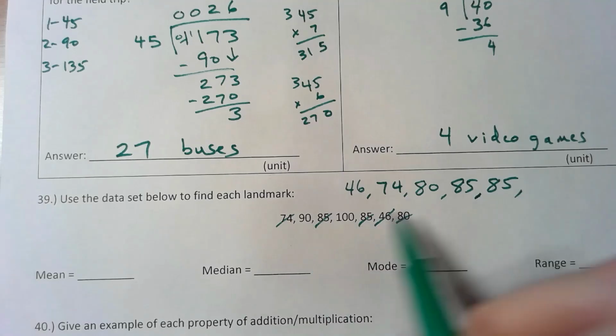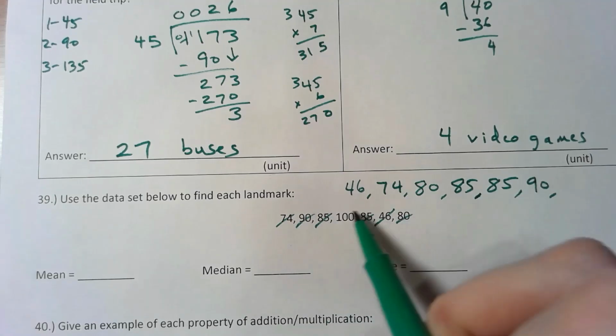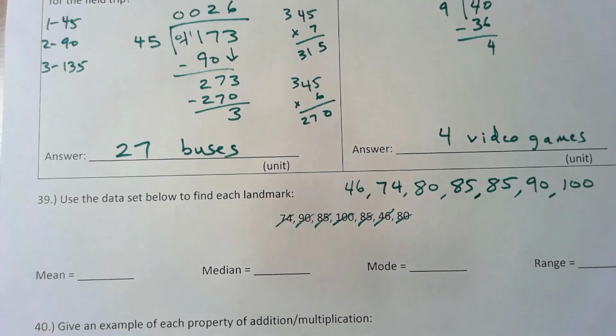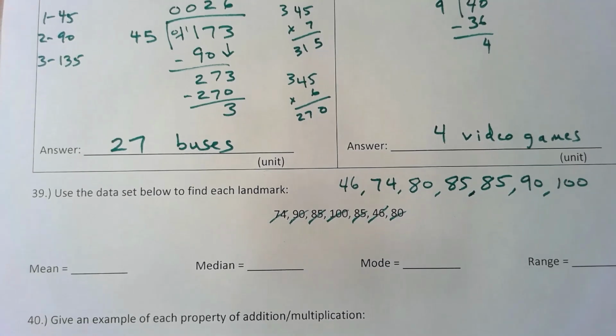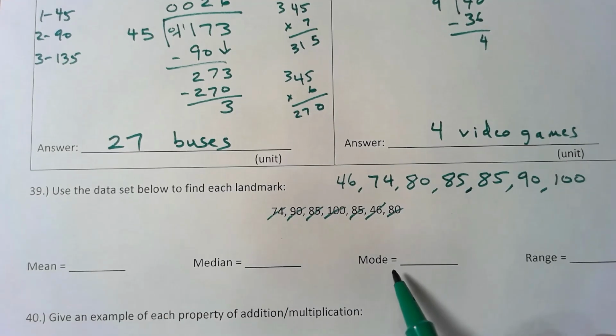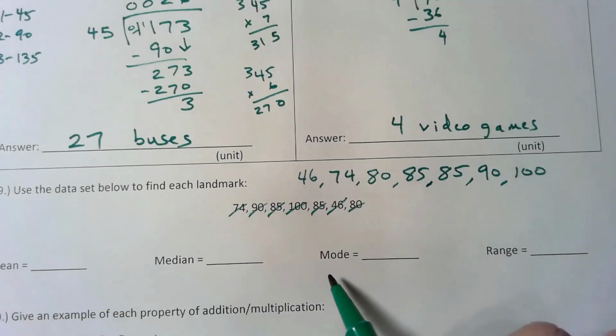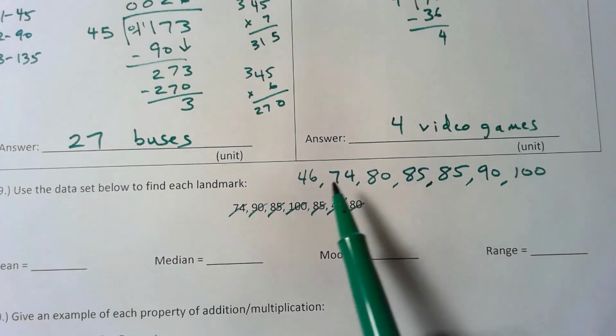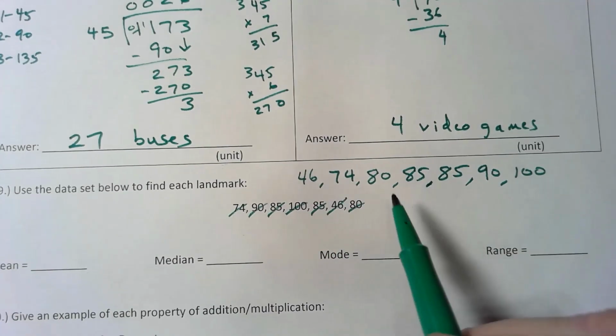Then 90, and then 100. So now that I've got my data in order from least to greatest, it makes it much easier for me to figure out the median, mode, and range. I'm going to start with the one I think is the easiest, which is the mode, because the mode is just which number occurs most often, which is 85.